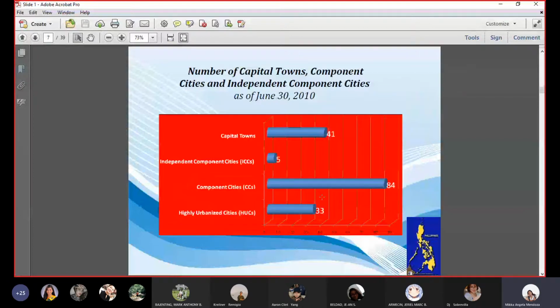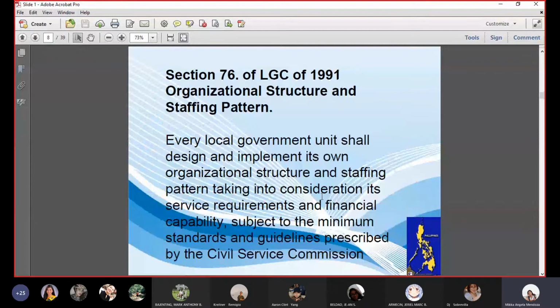The number of capital towns, component cities, and independent component cities as of June 30, 2010. So, 11 years na, 10 years. Capital towns is 41%. Independent component cities or ICCs, that's 5%. Component cities or CCs, 84%. And highly urbanized cities are 33%.